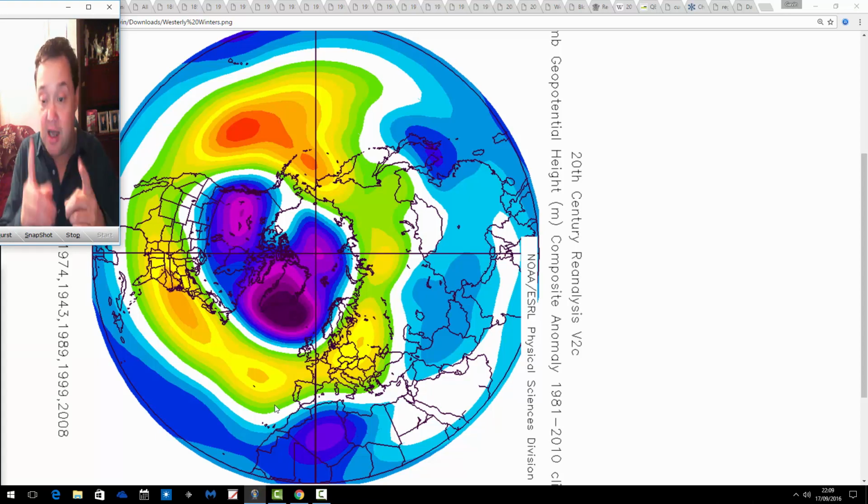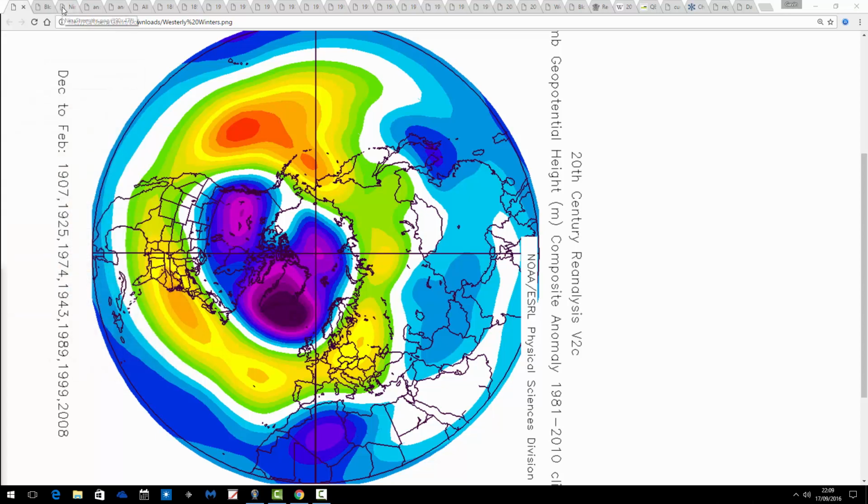So this is the combined chart that we were looking at last week for the 7 winters that do the westerly El Nino to La Nina flip. So these are all Atlantic driven type winters, and when you combine the 7, this is how it comes out, with high pressure to the south and low pressure to the north bringing those westerly winds. And that's taking all the winters back to 1907 and up to 2008 that have the El Nino to La Nina flip going on.